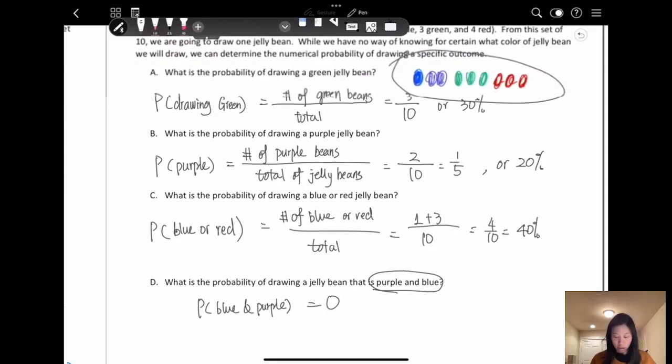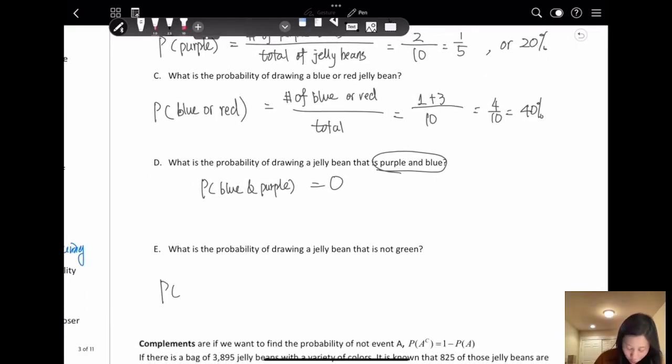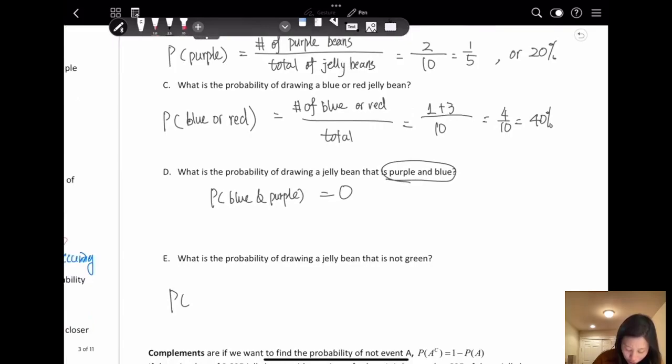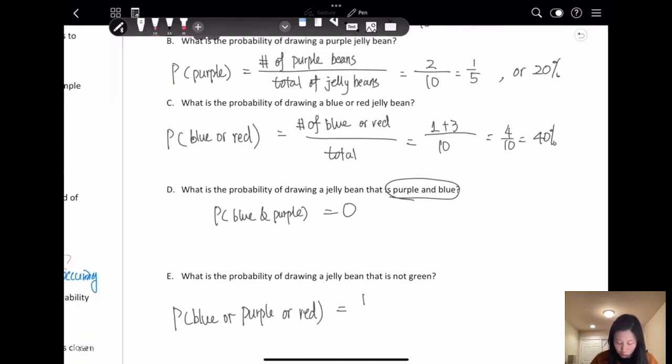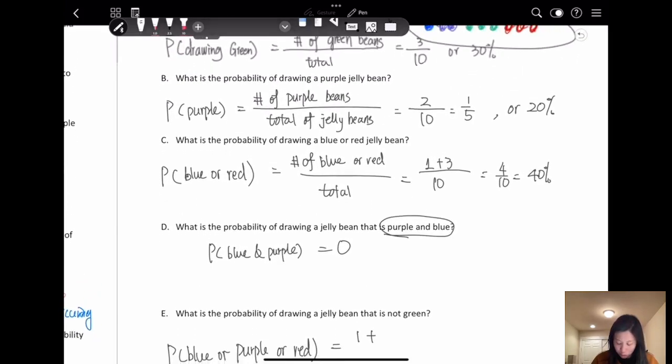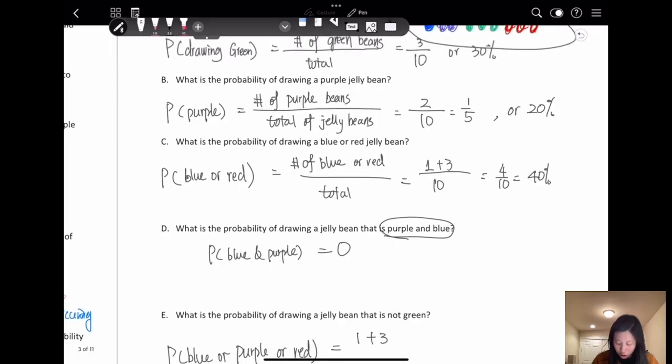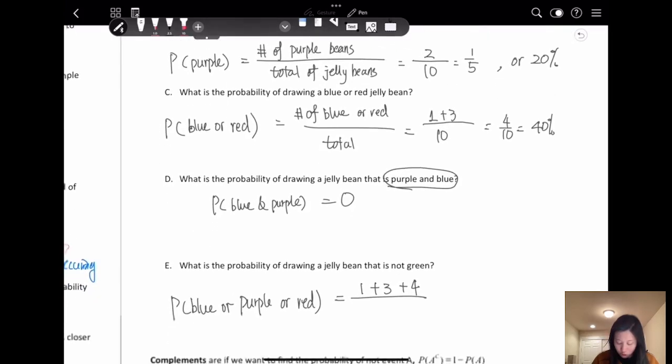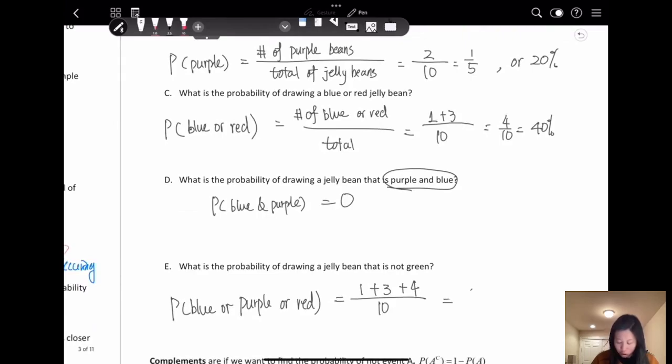Okay, what's the probability of drawing a jelly bean that is not green? If it's not green, that means we can draw what color? Blue, purple, and red. Either it's blue, purple, or red, right? So the number of blue jelly beans is 1, the number of purple jelly beans is 2, the number of red jelly beans is 4, over the total number, 10. So we have an 80% chance of drawing a jelly bean that is not green.